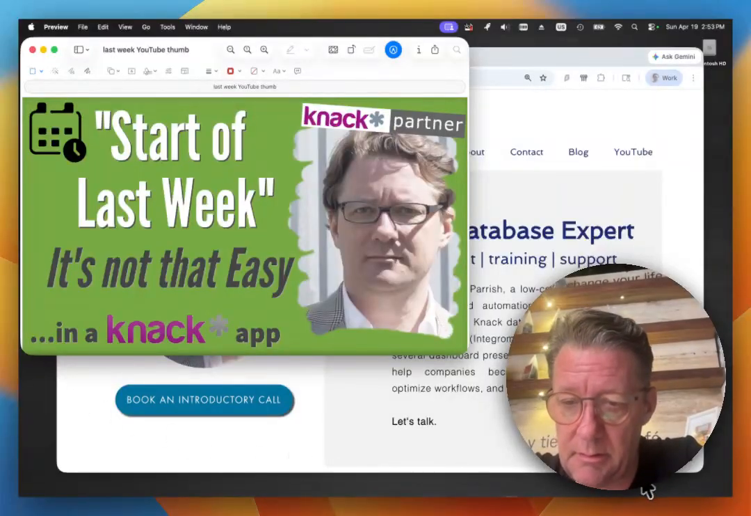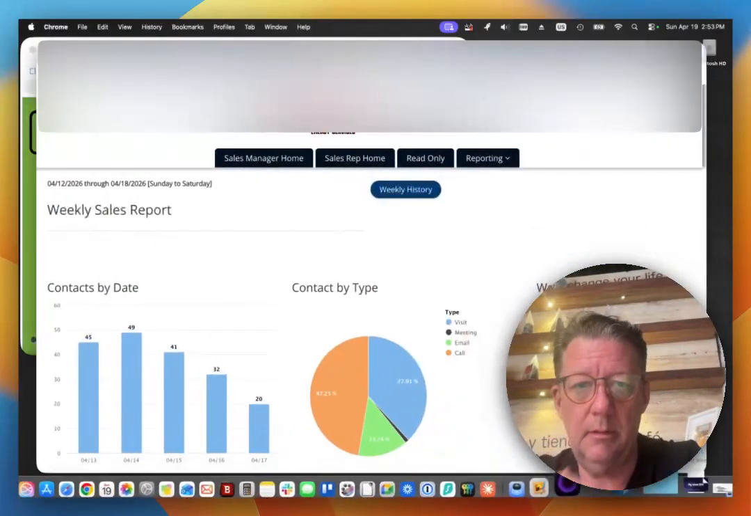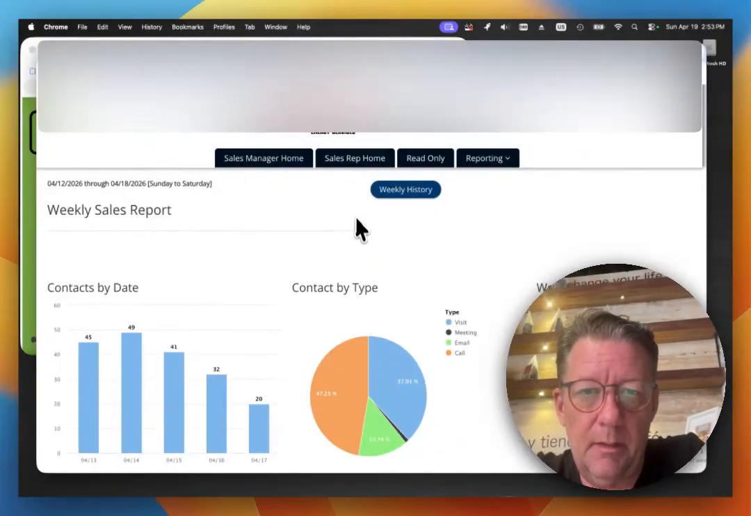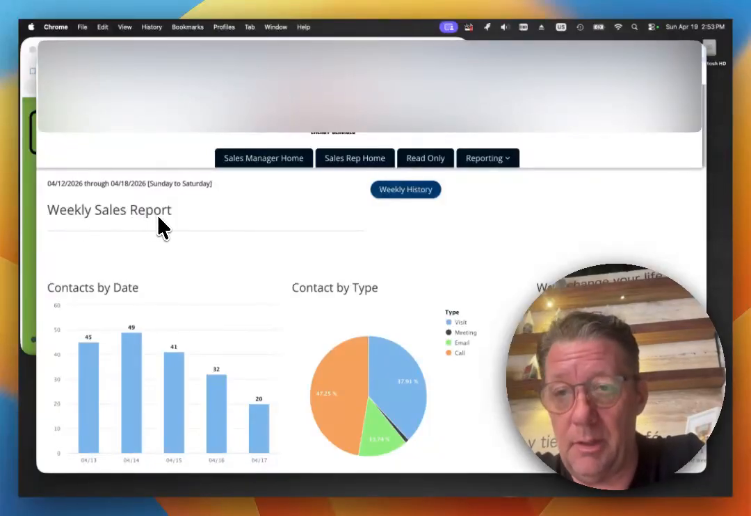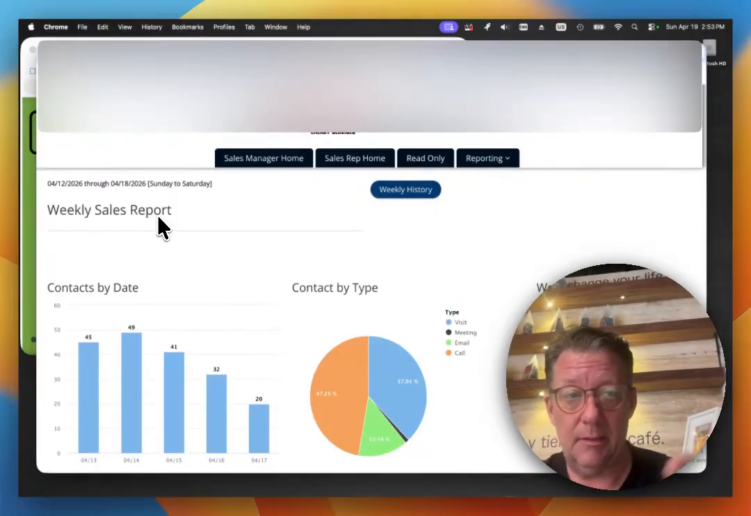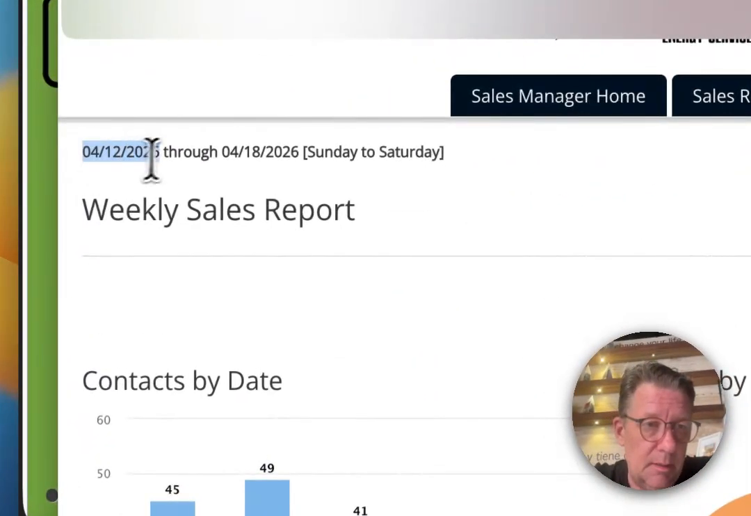Well, here's my use case. You go here, the CRM I did, and they got a bunch of measurements, but they want to look at weekly sales. It's like a Monday or Tuesday or whatever. They want to look at what happened last week. So this is what I needed.